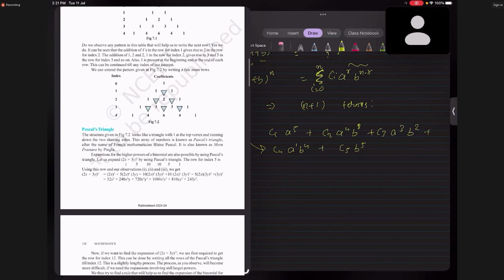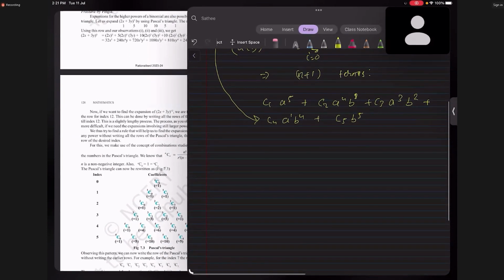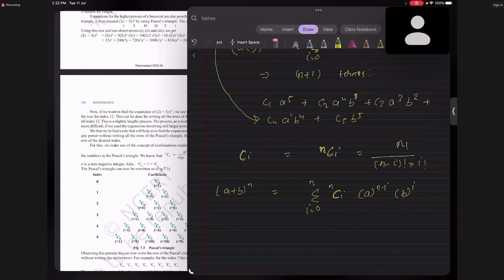But it might not always be possible to remember all these coefficients, so there is a general formula if you know the concept of factorial. If you are analyzing the ith coefficient, c_i, this is equal to nCi, where nCi is n factorial upon n minus i factorial into i factorial. So we can write a general formula for the expansion of a plus b to the power n: the summation for i equal to 0 to n of nCi a to the power n minus i and b to the power i. This is our general formula for how we expand our binomial.